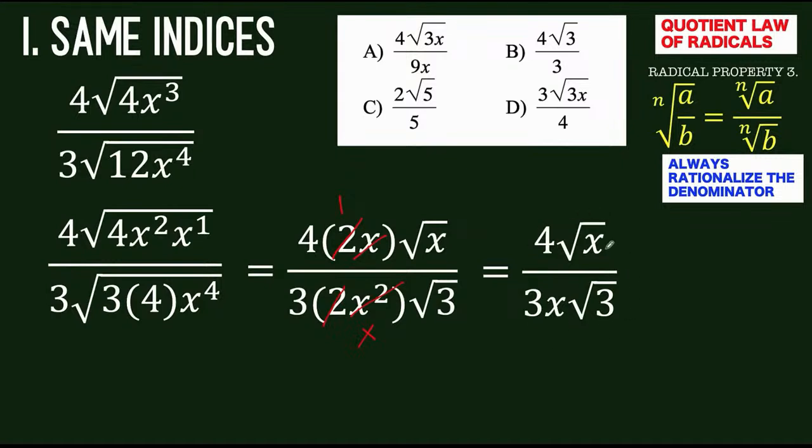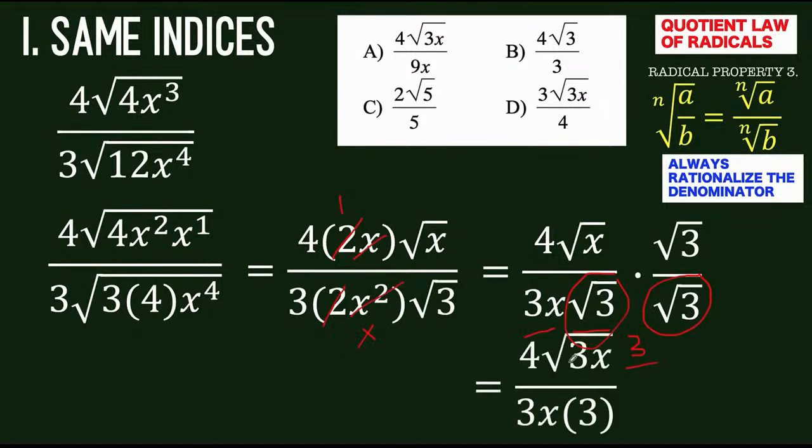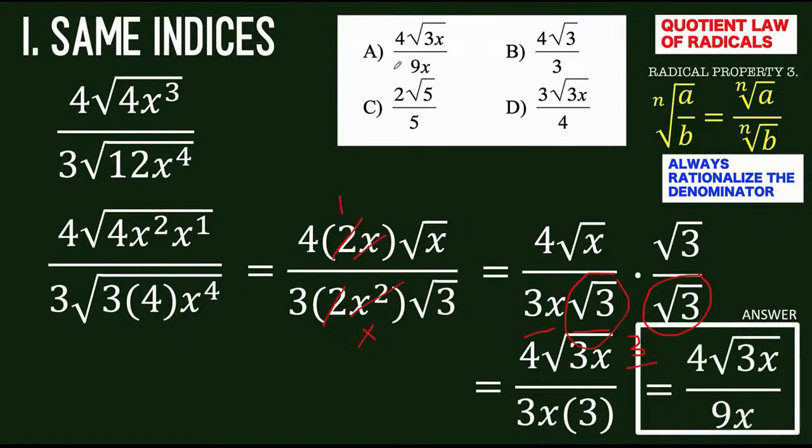But this is not yet our final answer because there's still a square root of 3 in the denominator. So we rationalize the denominator by multiplying both the numerator and the denominator by square root of 3. Because square root of 3 times itself is equal to 3. And so in the denominator, we have 3x times 3, which is equal to 9x. And then we just simplify the numerator. 4 times square root of 3x over 9x. And that is letter A.